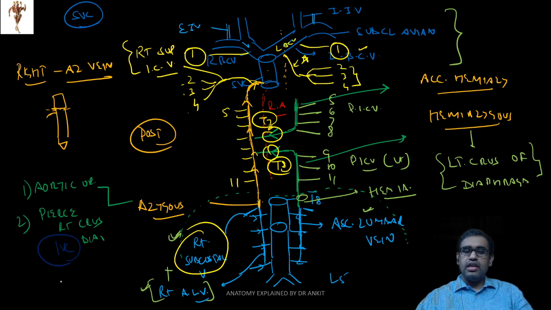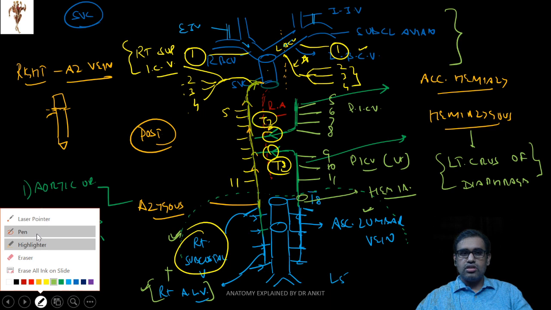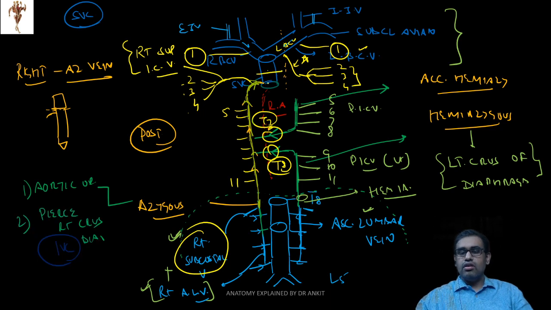The point to be noted is that this system is connecting the SVC with the IVC. So if there is any obstruction in the SVC, below the opening, or in the IVC, then this system comes into play, connecting the two veins, the superior vena cava and the inferior vena cava. So this was the basic anatomy.